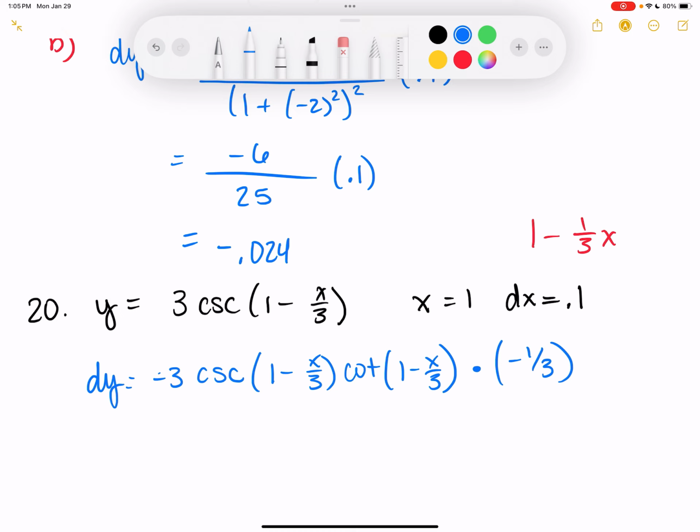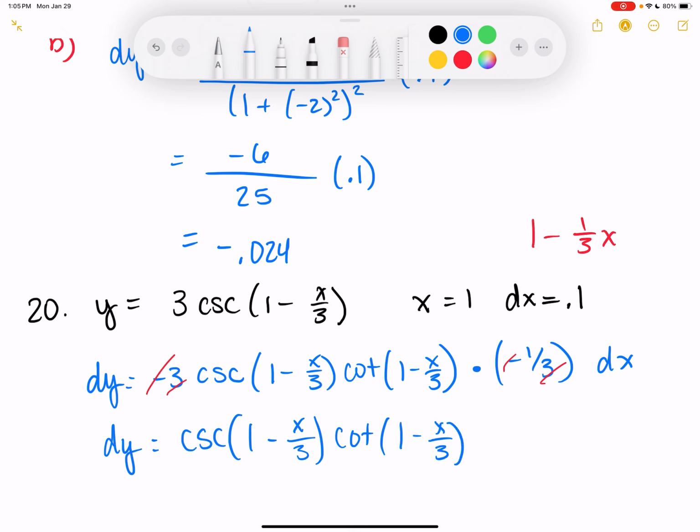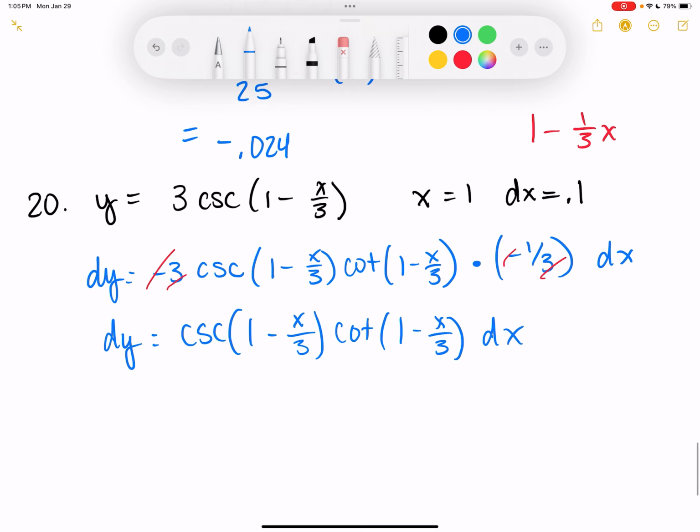Alright, so to simplify this, the negatives are going away. Oh wait, we forgot something. Oh, dx. Could have had a cookie point. Alright, negatives gone. 3's cancel. So then I've just got dy equals cosecant of 1 minus x over 3, cotangent of 1 minus x over 3, dx. So part A.